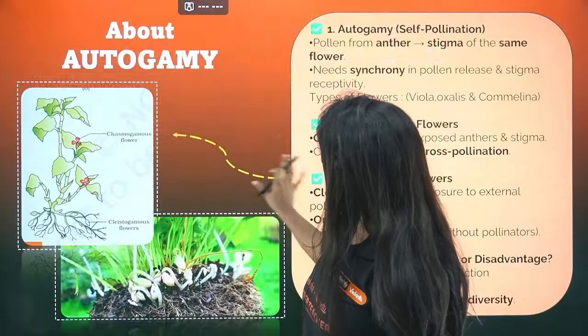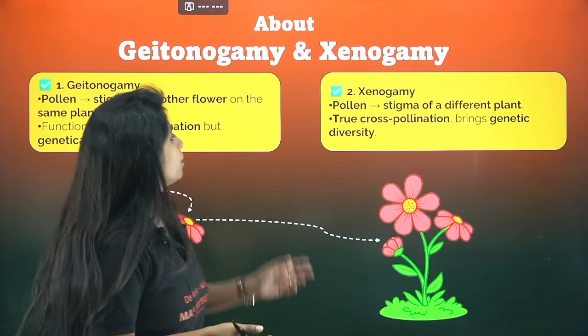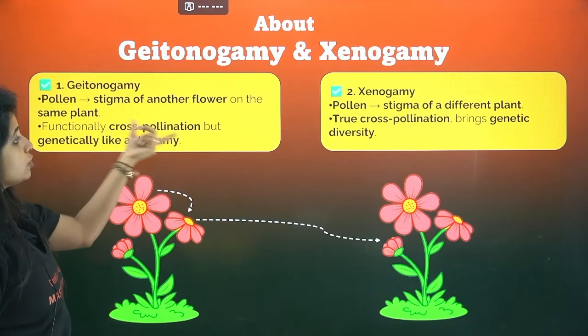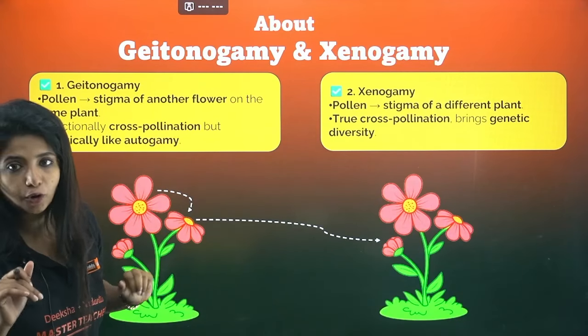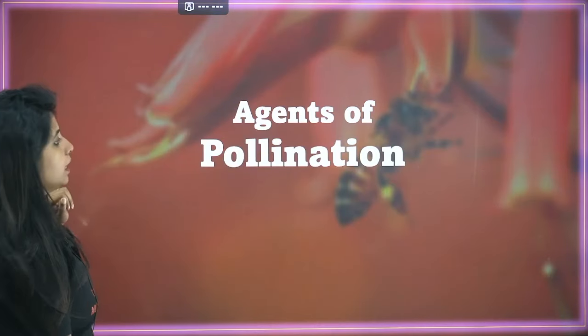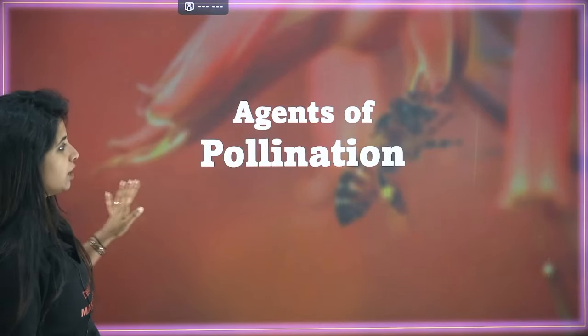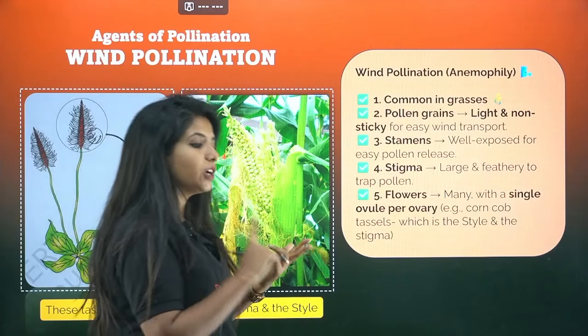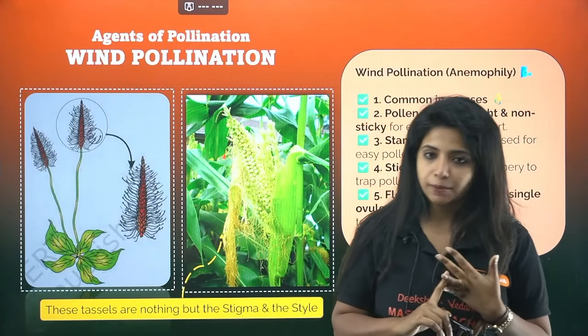Now, geitonogamy and xenogamy we discussed. Geitonogamy is pollen to the stigma of another flower on the same plant. Functionally it is cross-pollination, but genetically it is like autogamy. Xenogamy is true cross-pollination and brings genetic diversity. Now, agents of pollination. You have multiple types: one is wind pollination, one is water pollination, and one is insect pollination.